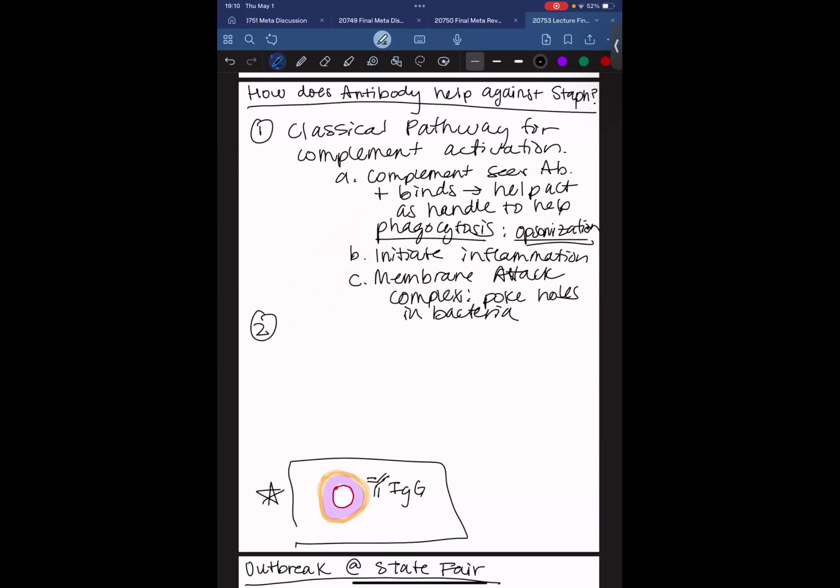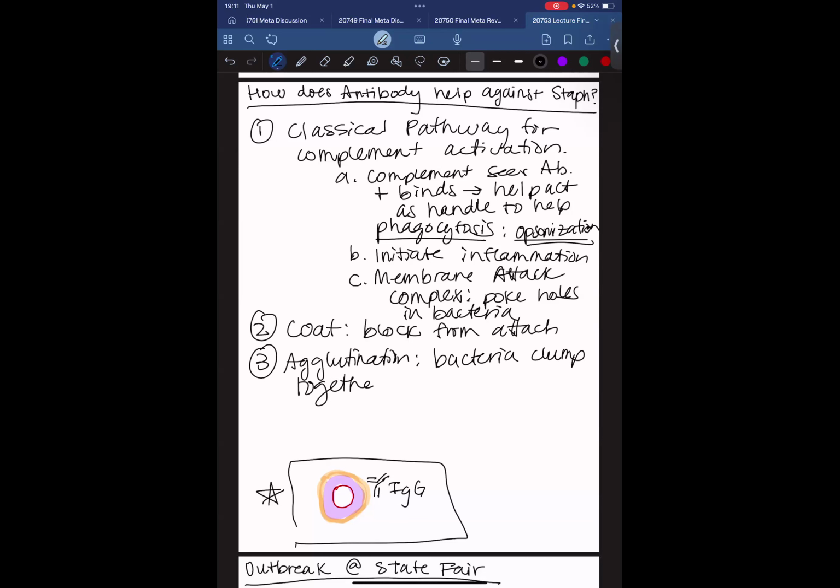It could coat, so blocking the bacteria from attaching, blocking it from interacting with other bacteria. It could cause agglutination, causing the bacteria to stick together in big clumps. All right. And there is another thing that it could do, which is directly helping with opsonization. So the antibody can be the handle, or the complement interacting with the antibody can be the handle, either way.